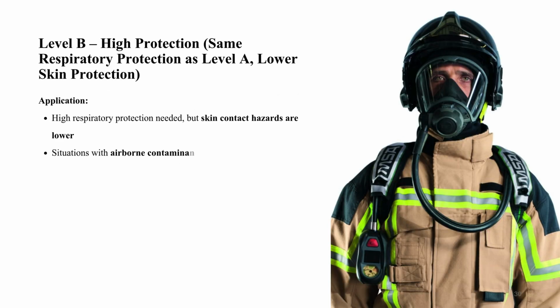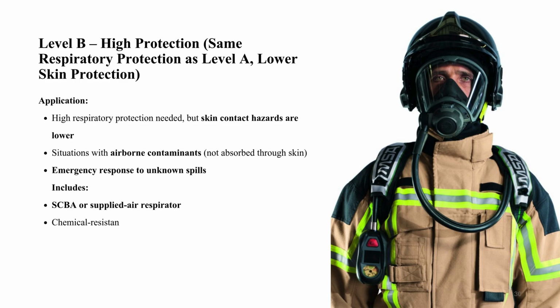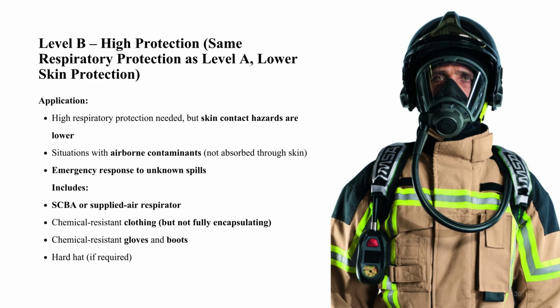Level B, high protection. Same respiratory protection as Level A, lower skin protection. Application: high respiratory protection needed, but skin contact hazards are lower. Situations with airborne contaminants not absorbed through skin. Emergency response to unknown spills. Includes SCBA or supplied air respirator. Chemical-resistant clothing, but not fully encapsulating. Chemical-resistant gloves and boots. Hard hat if required.